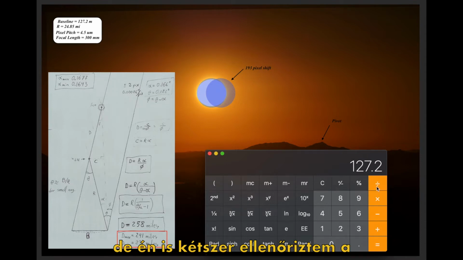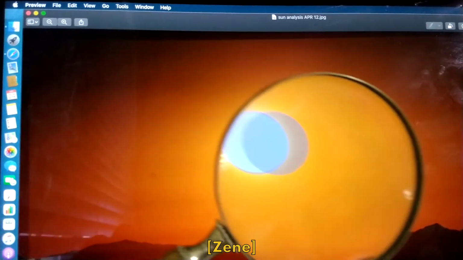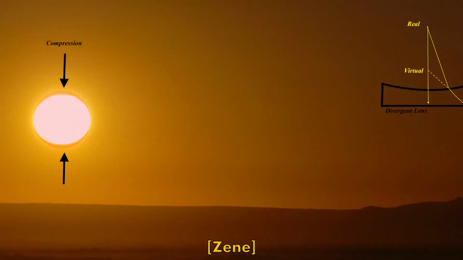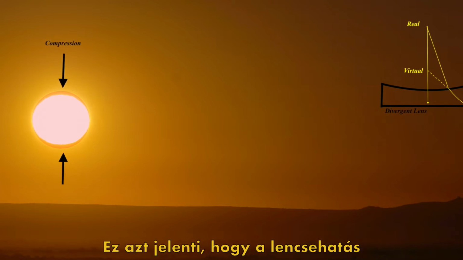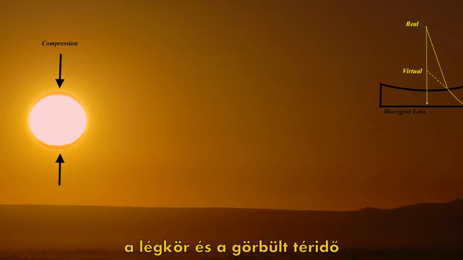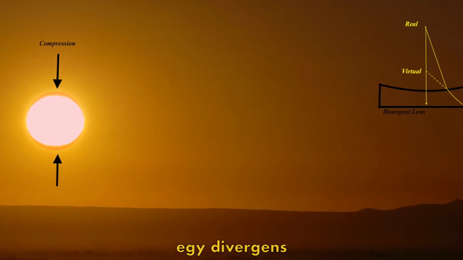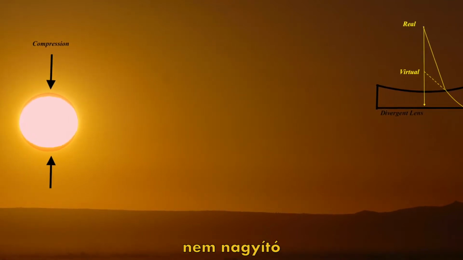But I also double-checked the calculations. I couldn't believe my eyes. I said, what is going on here? Did I make a mistake? Is there lensing that's dragging the image? Because the sun is compressed, as you can see, this means that the lensing effect through the atmosphere and curved space-time is of a divergent nature, not convergent, not concave. It's not a magnifying lens.